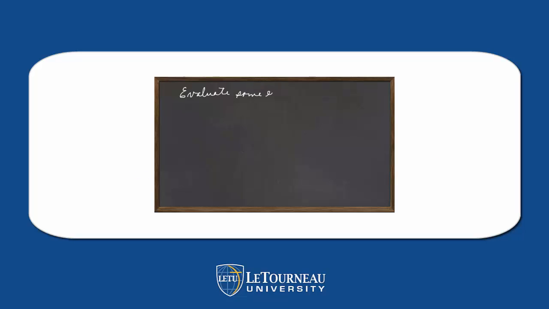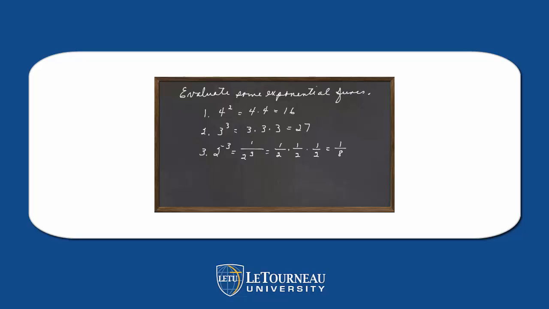So let's do a few things by hand. Let's evaluate some exponential functions here by hand. For example, if we have 4 squared, that's the same as 4 times 4 equals 16. You knew that. 3 cubed, you know how to do that, or at least I hope you do. If we have 2 to the minus 3, be careful. That's 1 over 2 cubed, or 1/2 times 1/2 times 1/2. Remember your negative exponents. Okay, we'll review the laws of exponents in another video.